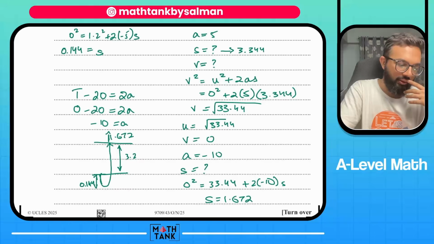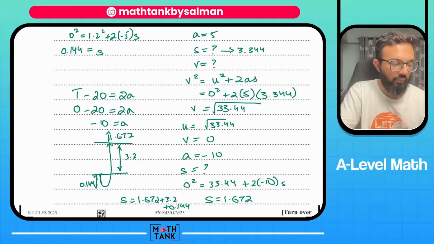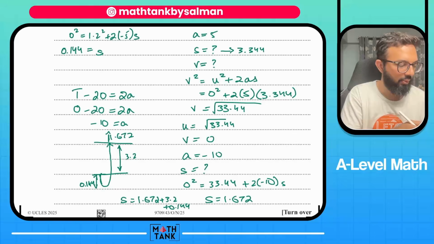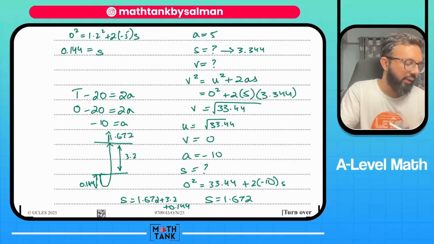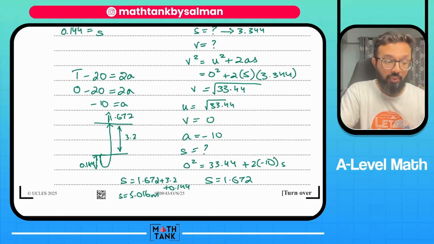1.672. So what is the distance between the highest point and the lowest point? It's all of these three added together. So I'm getting 5.016. I think that was a tough question and you should practice it.